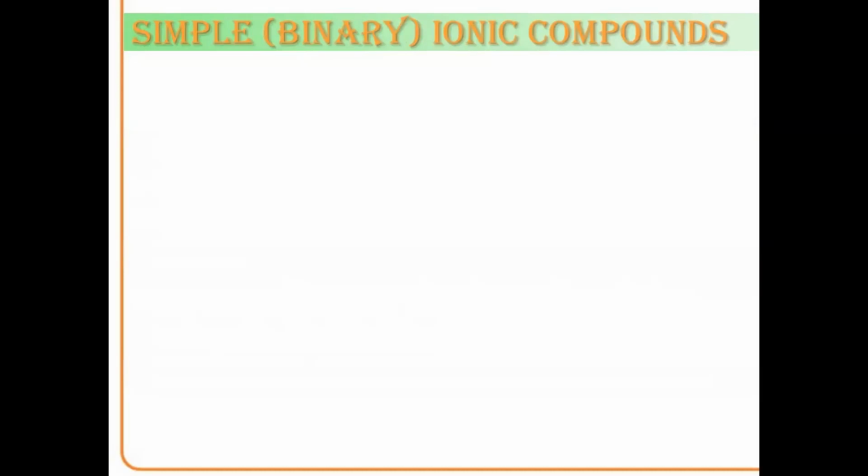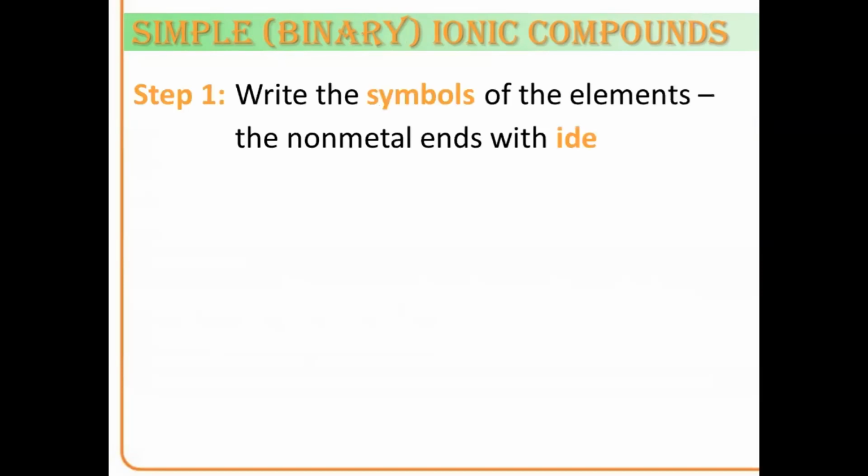Binary simply means there are 2 elements in the compound. There are 4 steps that we need to follow to write the formula of an ionic compound. Step 1, we write the symbols of the elements. Now, you need to recognize that non-metals that end with IDE simply show that it is just a non-metal rather than polyatomic ions, which we are going to talk about later.